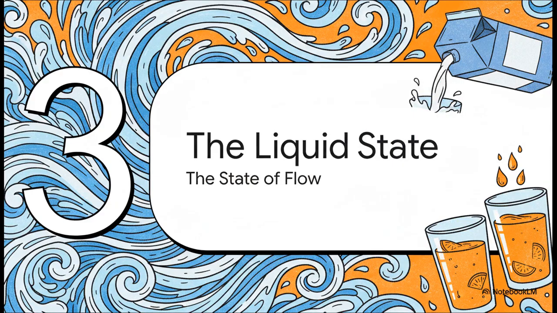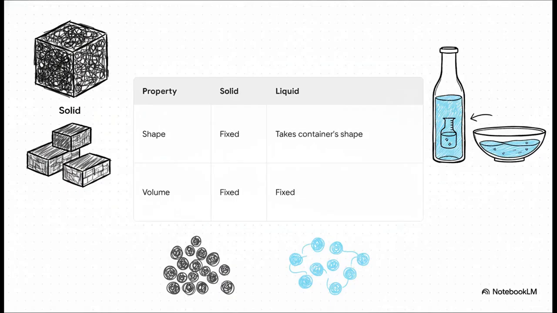Okay, so that was solids. Moving on to our third section, the liquid state. We all know what liquids are, things like water or juice or milk. Let's see how their particles behave differently. Now, here's the key difference from solids. Liquids have no fixed shape.